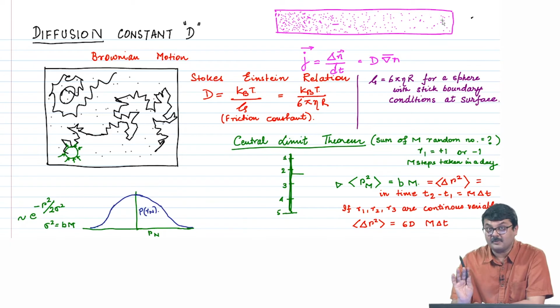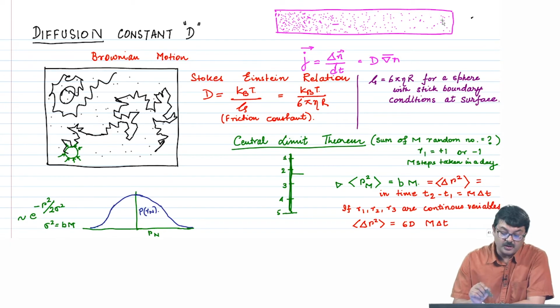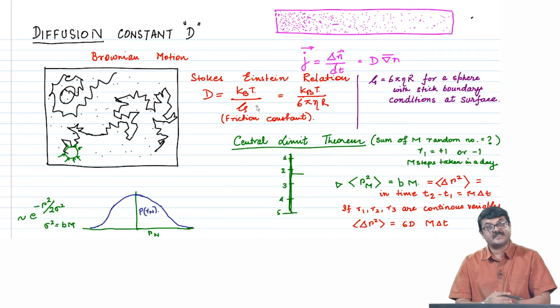because of Brownian motion. There is nothing more than Brownian motion happening, and he showed that the diffusion constant D of this is equal to kBT, the thermal energy, divided by zeta, where zeta is the friction constant.